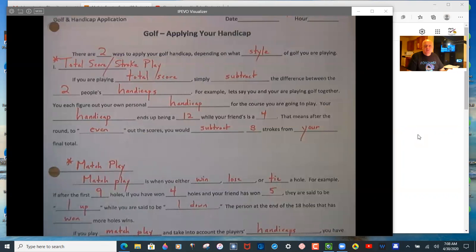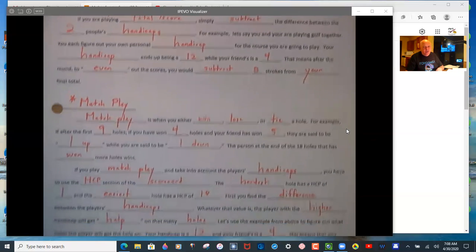If you're playing total score, simply subtract the difference between the two people's handicaps. For example, let's say you and your friend are playing golf together. You each figure your own personal handicap. For the course you're going to play, your handicap ends up being a 12 and your friend's is a 4. That means after the round, to even out the scores, you would subtract 8 strokes from your final total, which makes your score a lot better because you had a higher handicap.